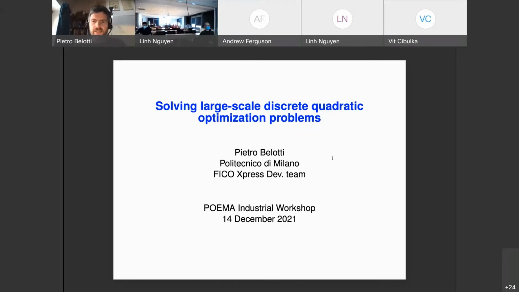I'm here in my capacity as both Politecnico, so Technical University of Milan staff, but also I used to collaborate with FICO in their FICO Xpress software. So I will relate experiences that I gathered as a developer of FICO Xpress.